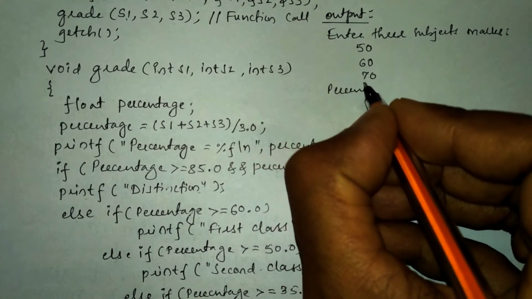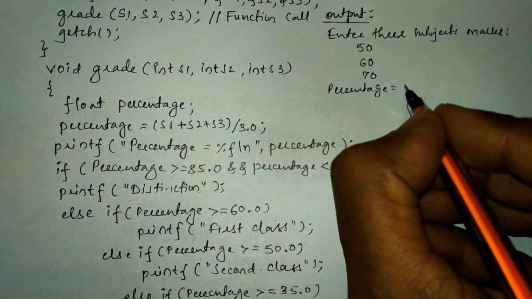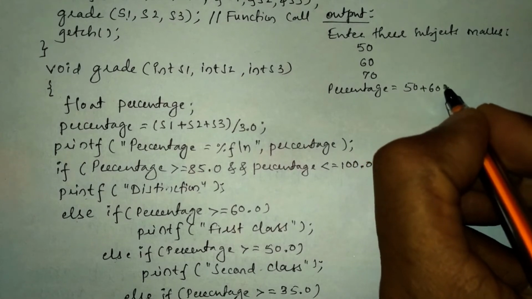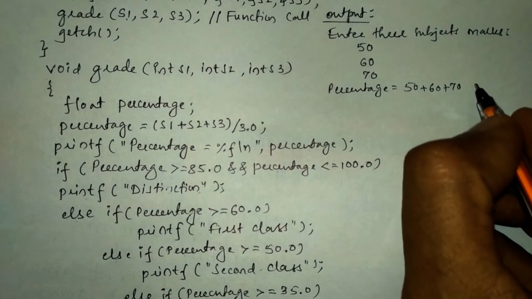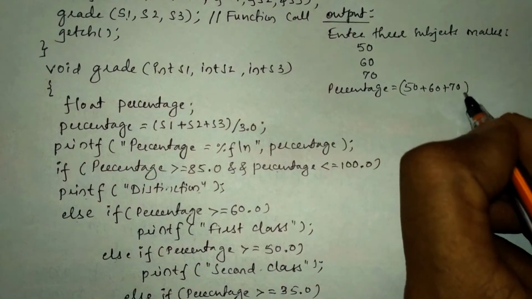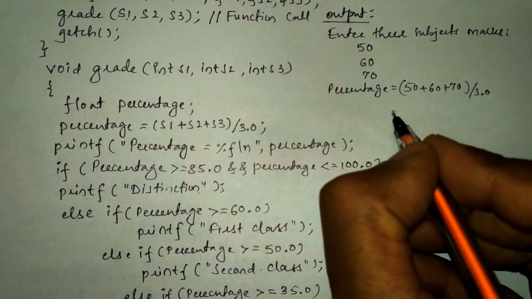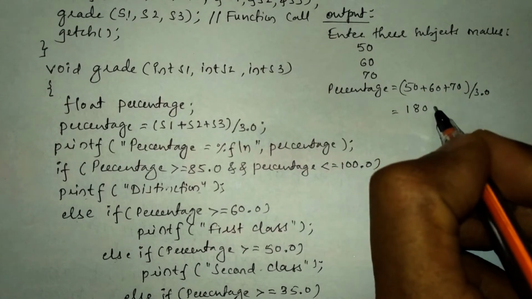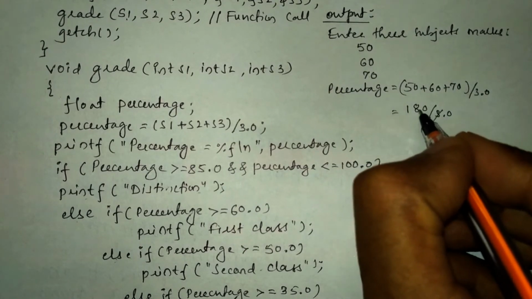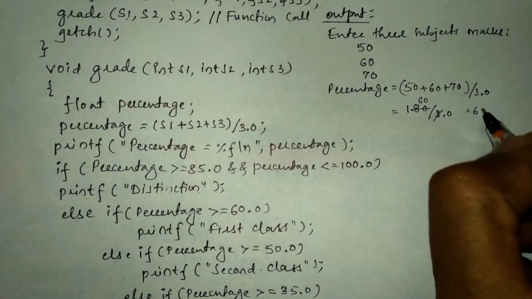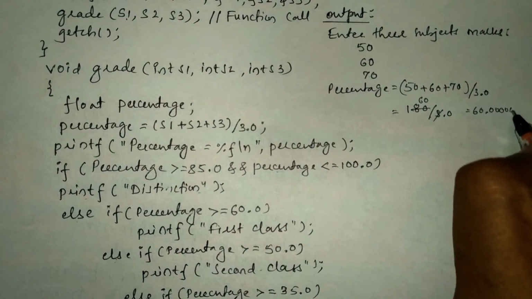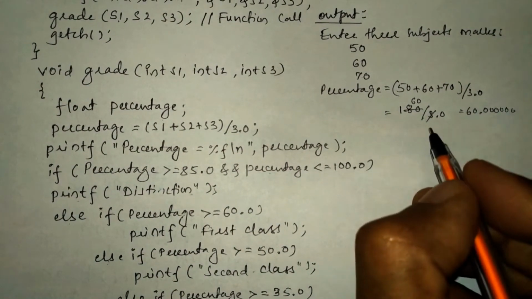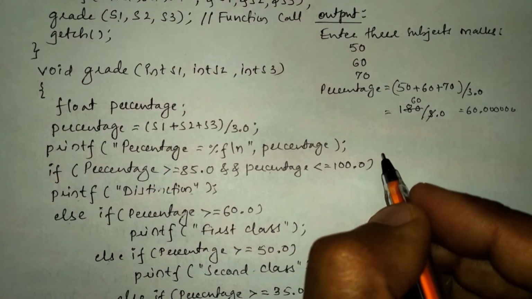So we'll write percentage is equal to s1 is 50, s2 is 60 plus s3 is 70, and then whole divided by 3.0. So here 50 plus 60 is 110, 110 plus 70 is 180 divided by 3.0. So this gives us 60. So that is 60.000000 it is going to return. So exactly 60% we got here.